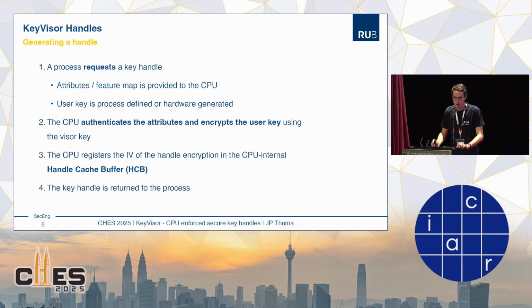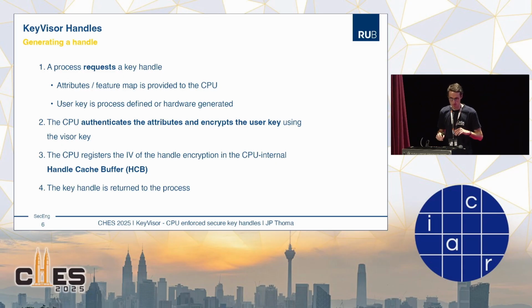Now, let's have a look at how you would go ahead and generate a key handle. First, we assume you have a process running and you want to request a key handle. You would use a special instruction that we added to the RISC-V instruction set architecture. You would provide the attributes or the feature map to the CPU via memory reference. For the user key, you have two options. The first option would be to also provide this via memory mapped I/O. This, of course, has the advantage that you can have a shared key between a third party and your process.